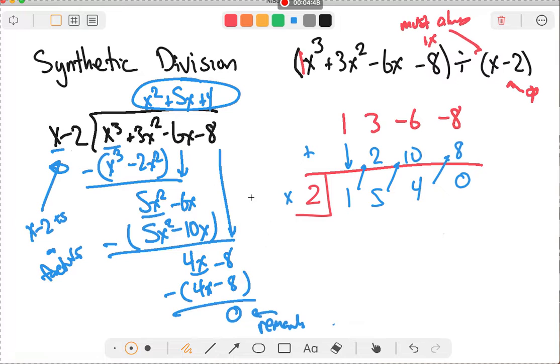Now, if you look at what we have, 1, 5, 4. That's the answer. And 0, that's the remainder.